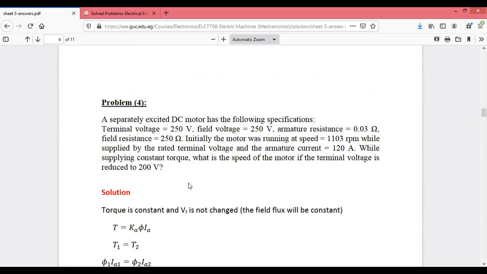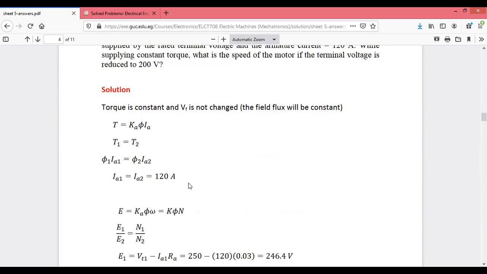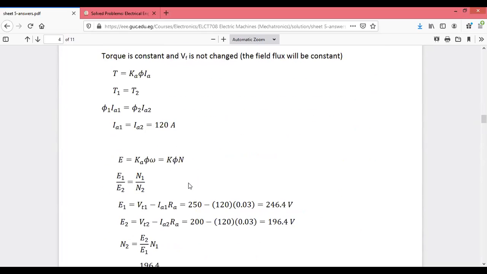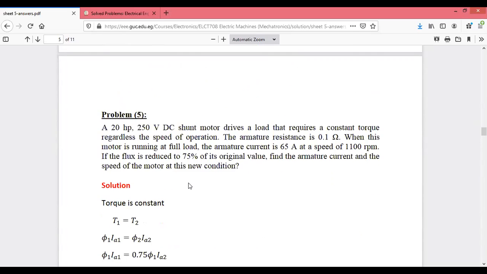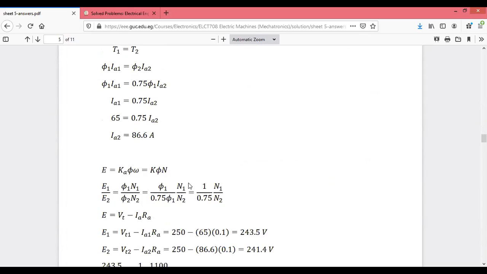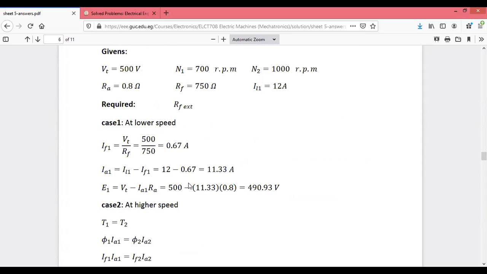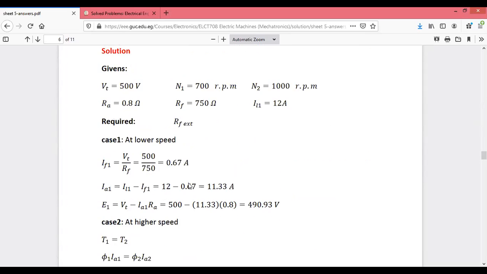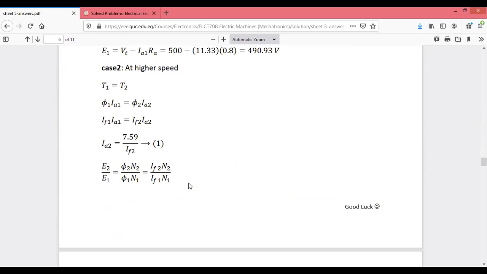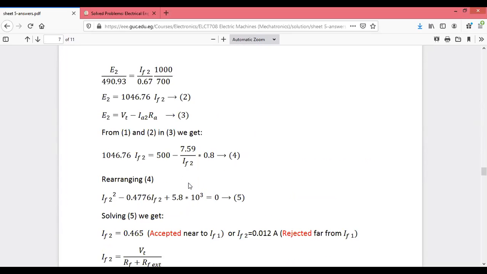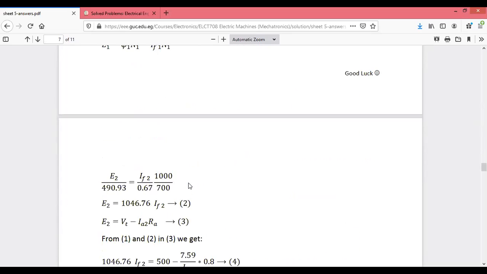Again, we can see one more example, but this is similar, so we can skip. I will share this PDF. This is the same question. This is also the same. This is quite lengthy, no?